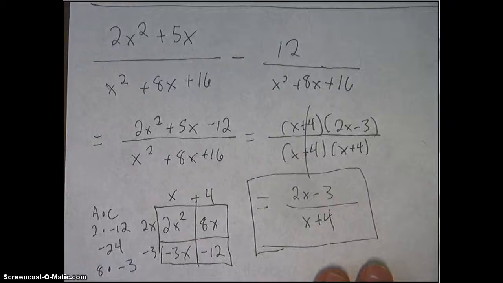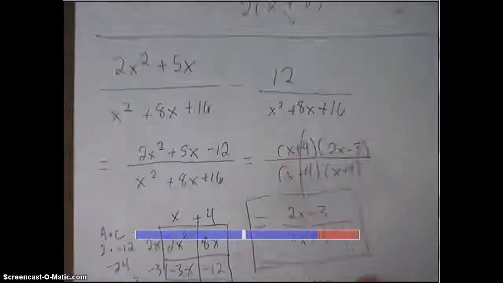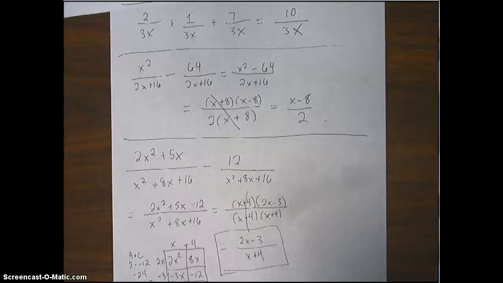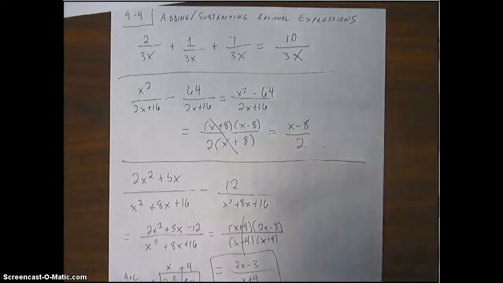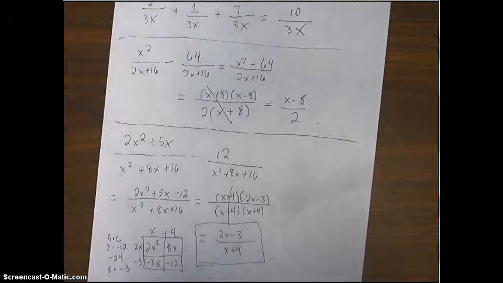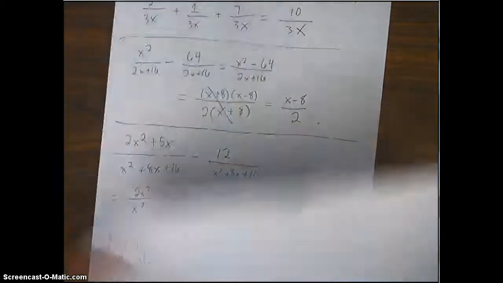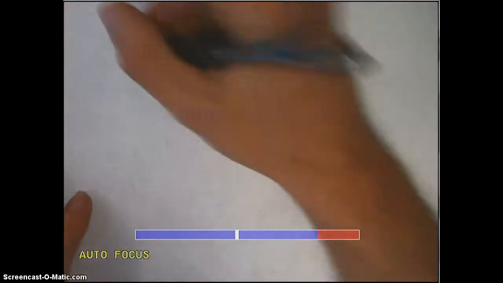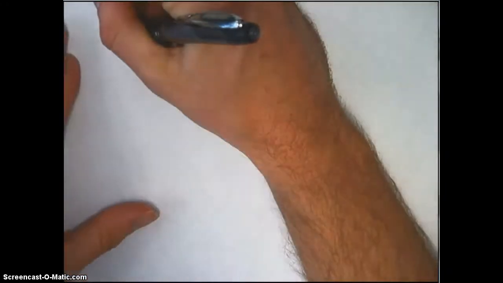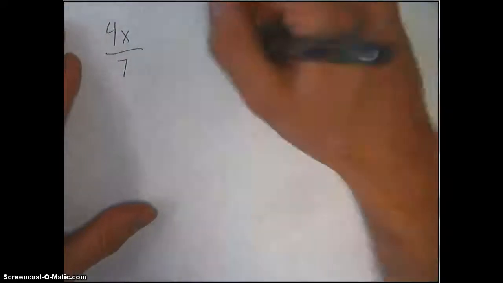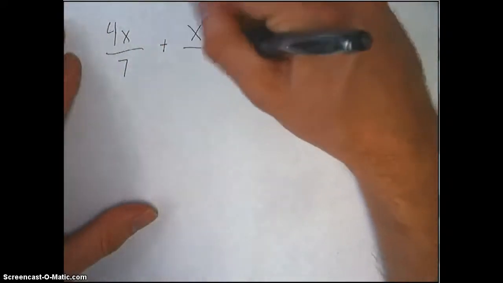So far I've shown you 3 problems where you had a common denominator, but why don't we do a few where you don't have a common denominator? So I'm thinking in particular something simple to start. Let's go ahead and do 4x over 7 plus x over 21.